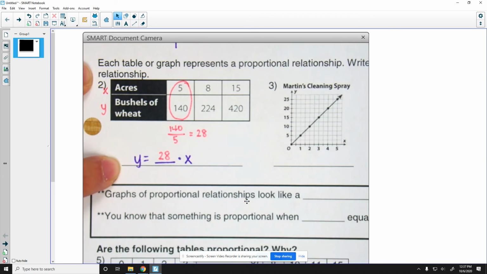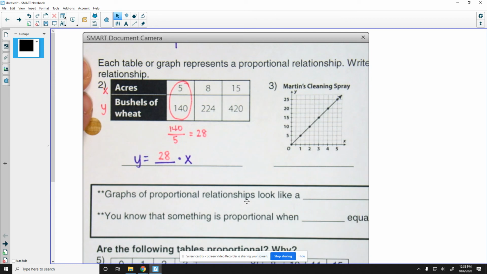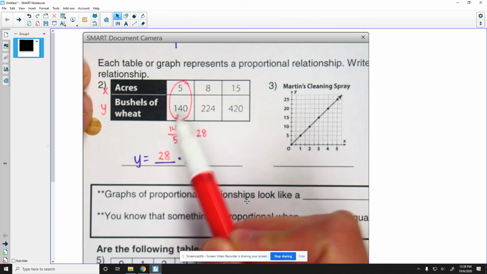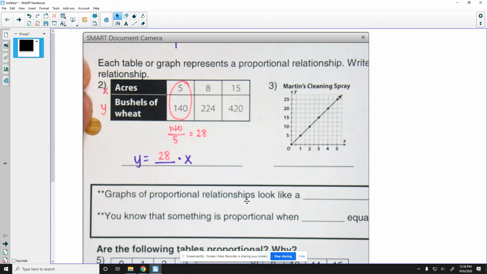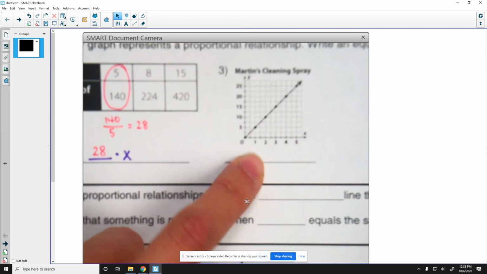Now, if you didn't want to use this, that's okay. Use the next point. 224 divided by 8. That's 28. 420 divided by 15. That's 28. Notice how it doesn't matter which point you choose. It's always going to be 28 because it's constant. It's proportional. Okay, now let's do this one. This one's a little bit harder. We haven't even seen something like this.